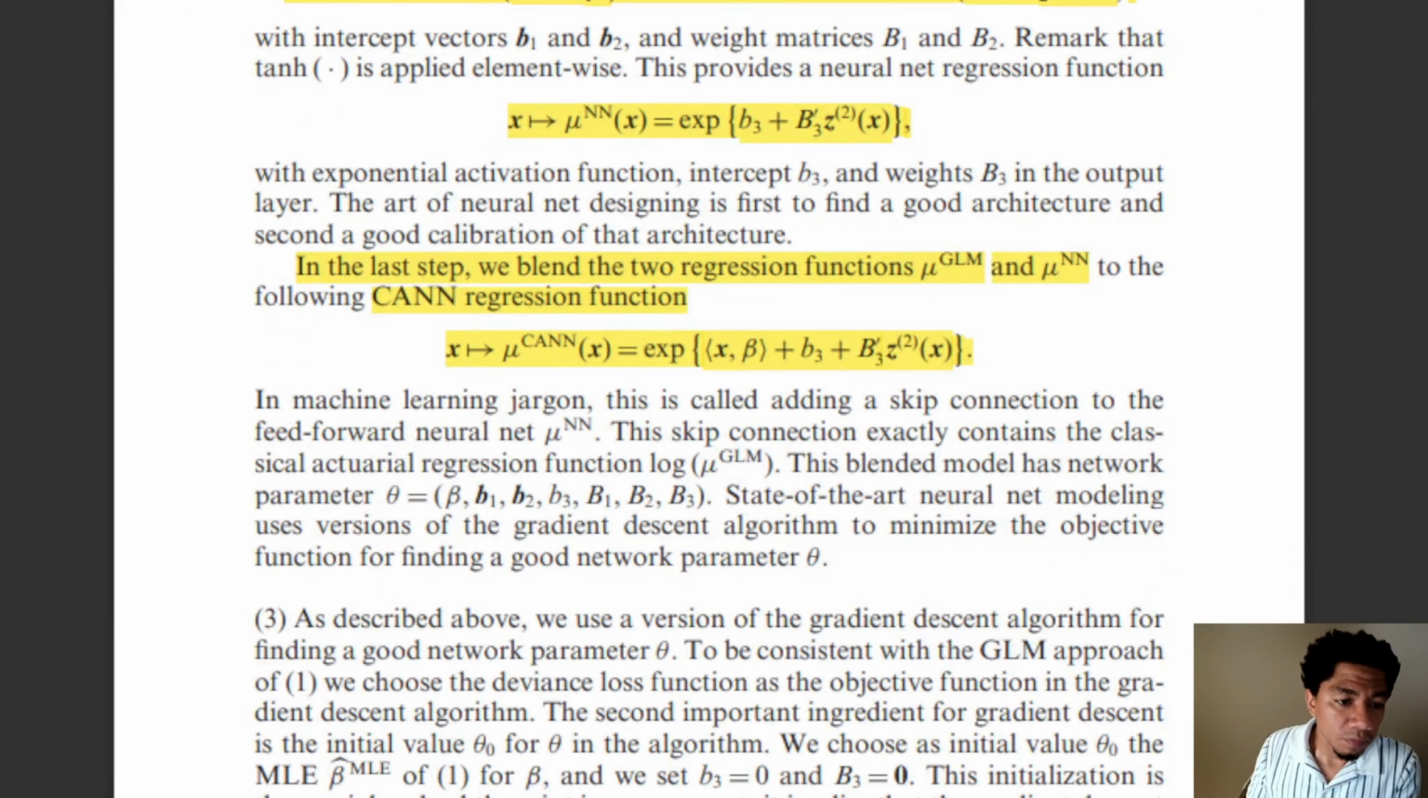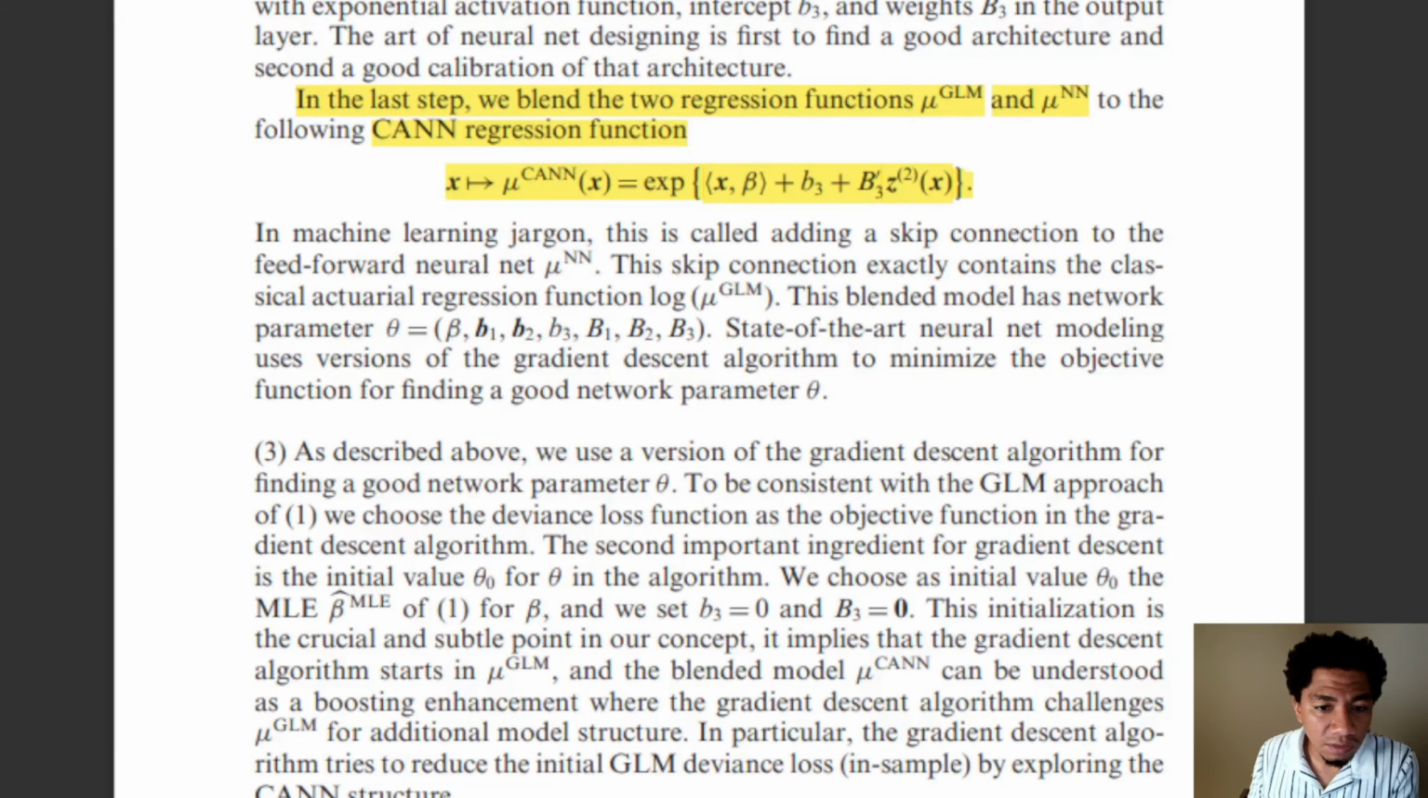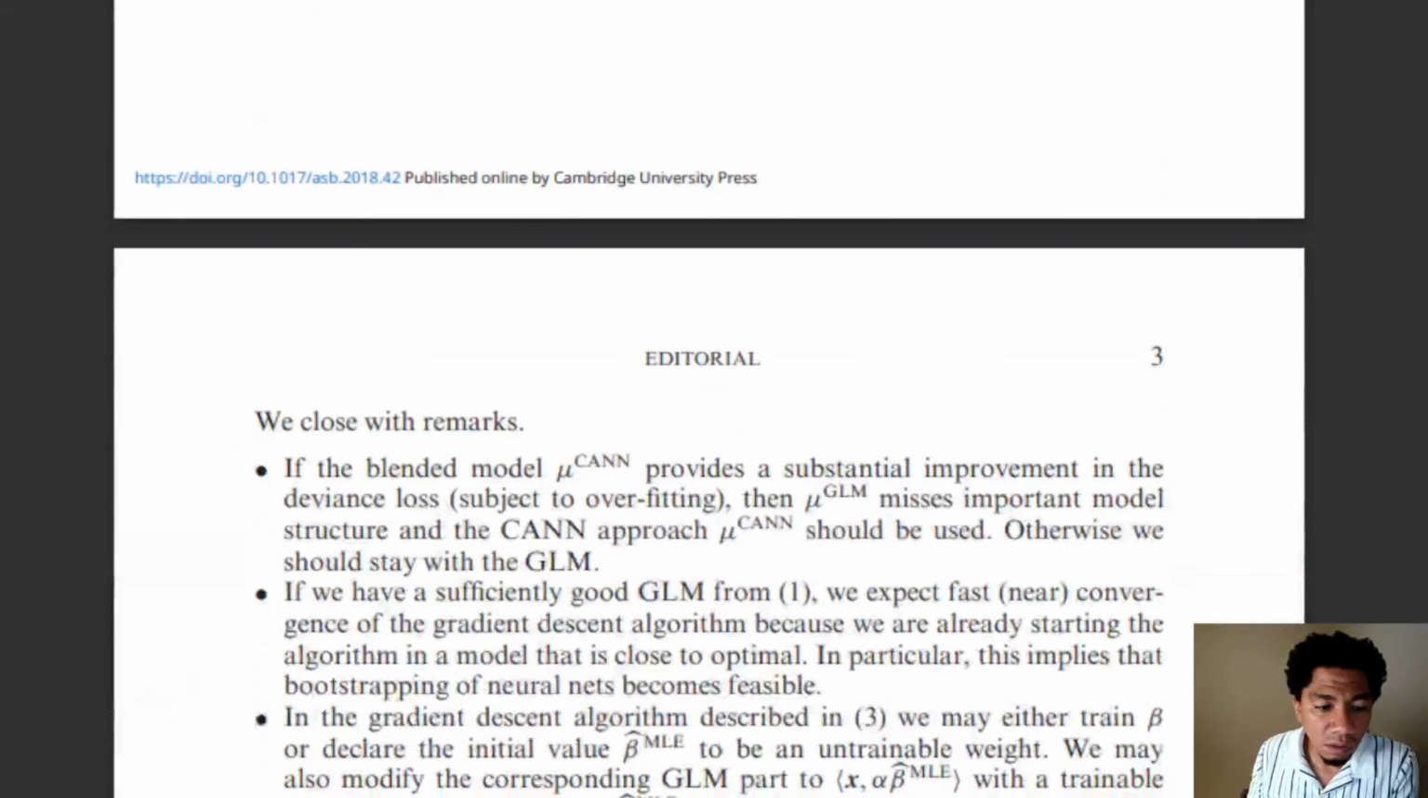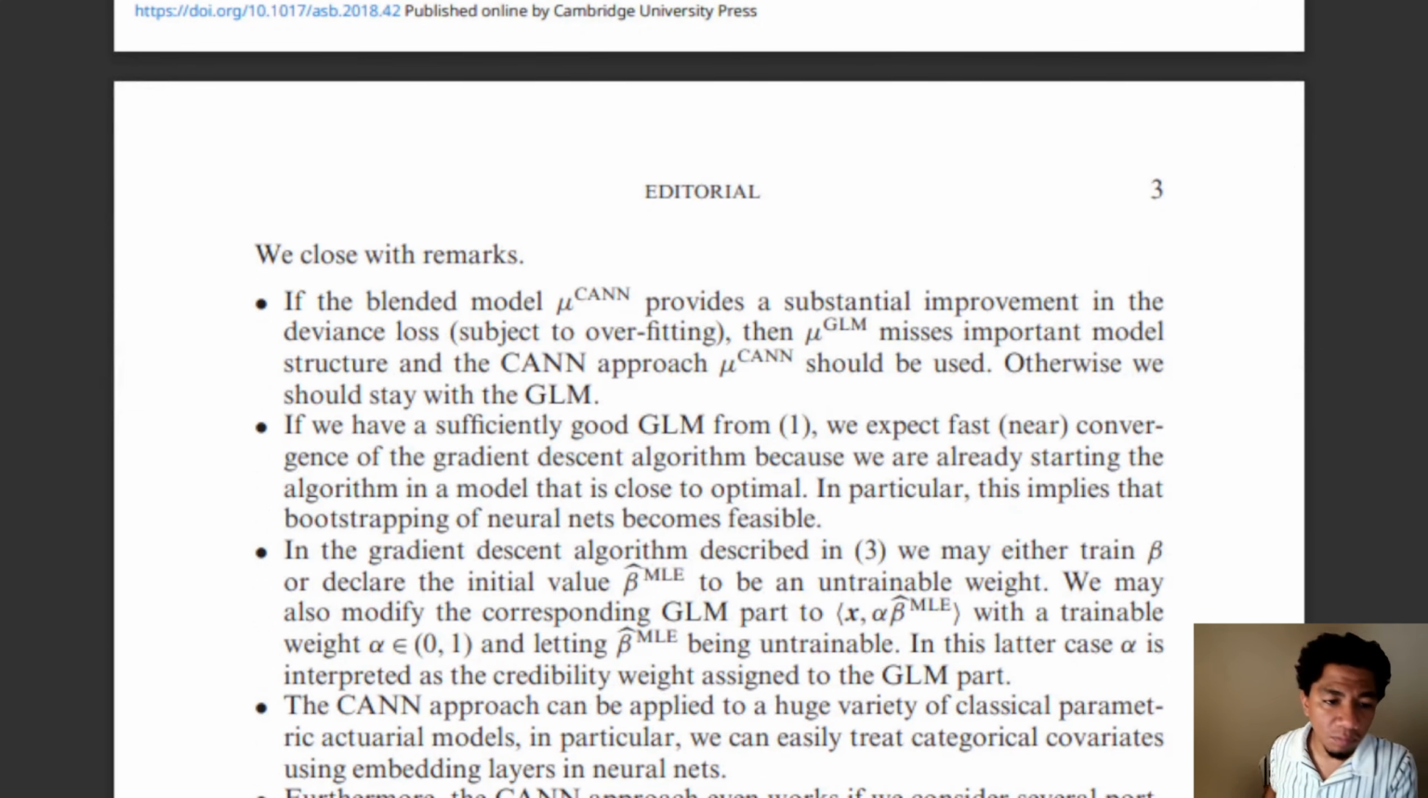Okay, so to continue, they're going to close with remarks, and they essentially say that if the blended model, which is the combined actuarial network model, provides a substantial improvement in the deviance loss, right, then the GLM misses important model structure, and the CANN approach should be used. Otherwise, we should stay with the GLM.